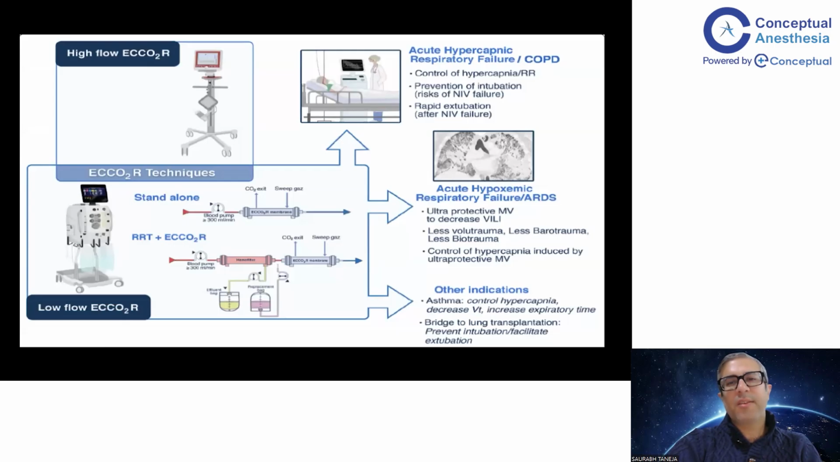If you look to the right, all three indications are mentioned. Acute hypercapnic respiratory failure or COPD, again prevention of intubation, that is the risk of NIV failure, or rapid extubation after NIV failure when the patient is intubated. Then, if you can see the CT scan of the lung, there is acute hypoxemic respiratory failure. You try to give ultra low protective ventilation to decrease ventilator induced lung injury. These are the subset of patients in whom you want to control the hypercapnia induced by ultra low protective ventilation. You try to remove the carbon dioxide in these patients. Then as a bridge to lung transplant.